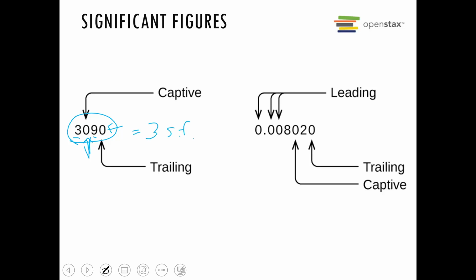In this number over here to the right, we can see that these 3 zeros are leading zeros, not significant. Of course, the 8 and the 2 always would be. The 0 in between them is sandwiched, or captive, so it is significant. And this trailing 0 is to the right of the decimal, so it is significant. So this would have 4 sig figs.